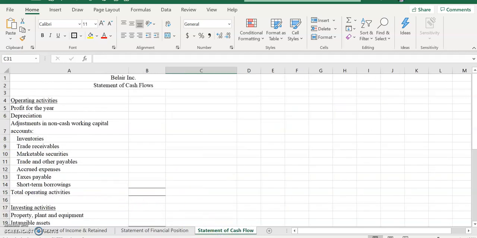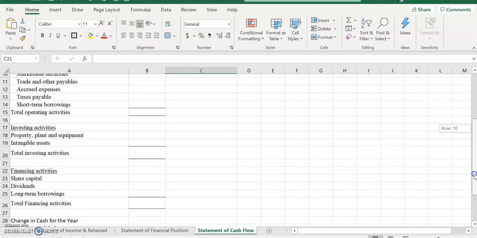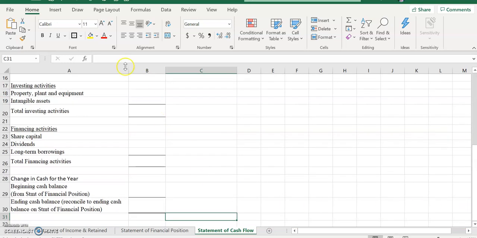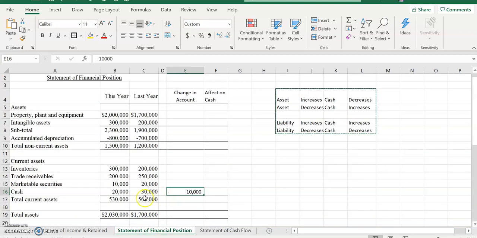We're trying to figure out at the bottom of our statement of cash flow here, from all of the areas that affect cash, we're going to total it right here in change in cash for the year. So once we get that total, what the change is, we're going to add that to our beginning cash balance, and that will give us our ending cash balance. And that ending cash balance should match with what our cash balance is at the moment, our ending cash balance. Okay.